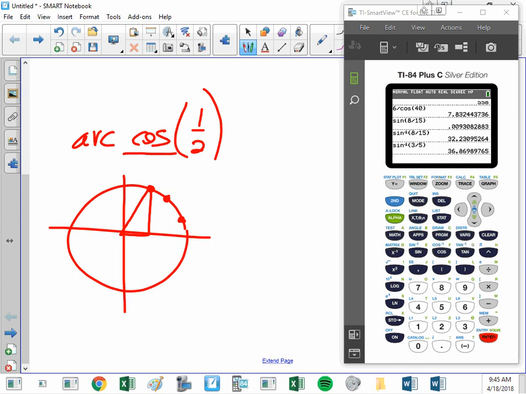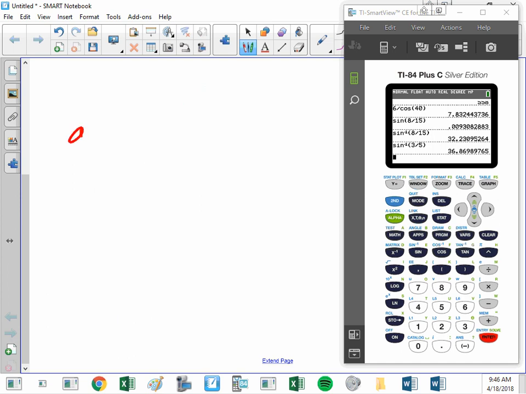So whenever we do arc cosine, sine, tangent, any of those, almost always we're looking in quadrant 1. Okay? Because in reality, there are an infinite number of answers. So almost always we're looking in quadrant 1. Okay? So what is the arc tangent of 1? Pi over 4 or 45 degrees.